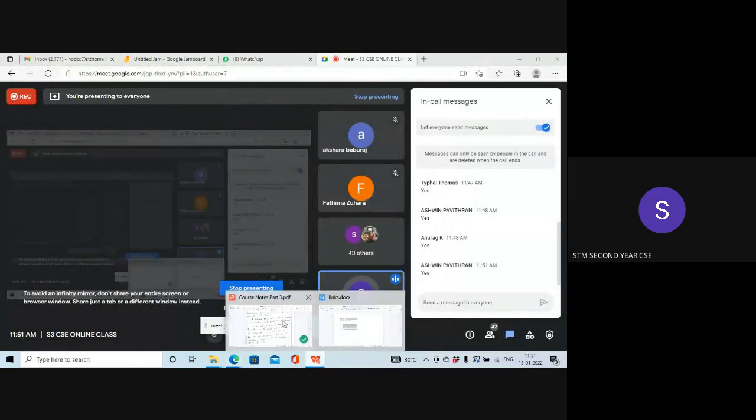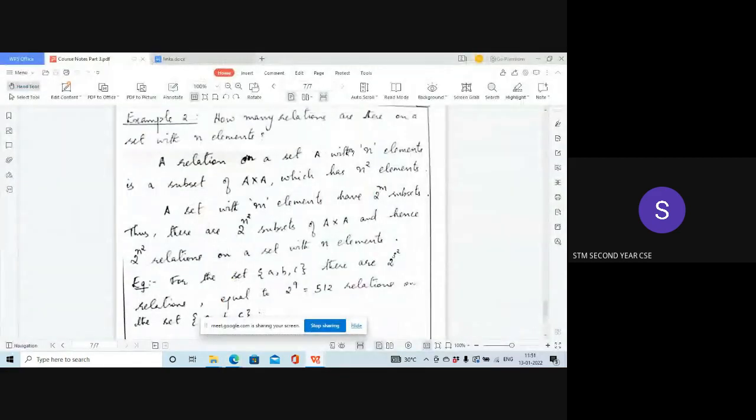Okay, it's very easy, isn't it? A set A, if it has n elements, A cross A will have n square elements, so the number of subsets will be 2 raised to n square. So A cross A has n square elements, and it has 2 raised to n square subsets.